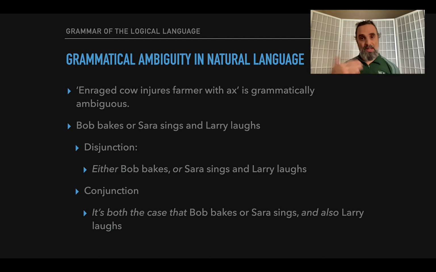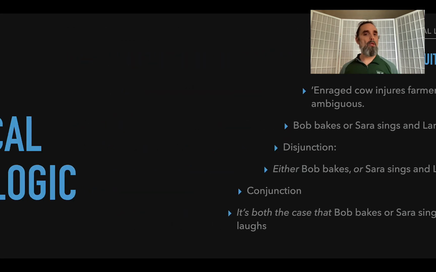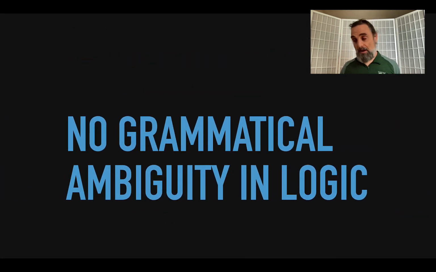And these don't say the same thing. They're different ideas, different thoughts. The conjunction one, for it to be true, both pieces of it have to be true, and therefore Larry has to laugh. But the disjunction one requires only that one or the other pieces be true, and so it can be true when Bob bakes and Larry doesn't laugh, and so they don't say the same thing. They're different thoughts.